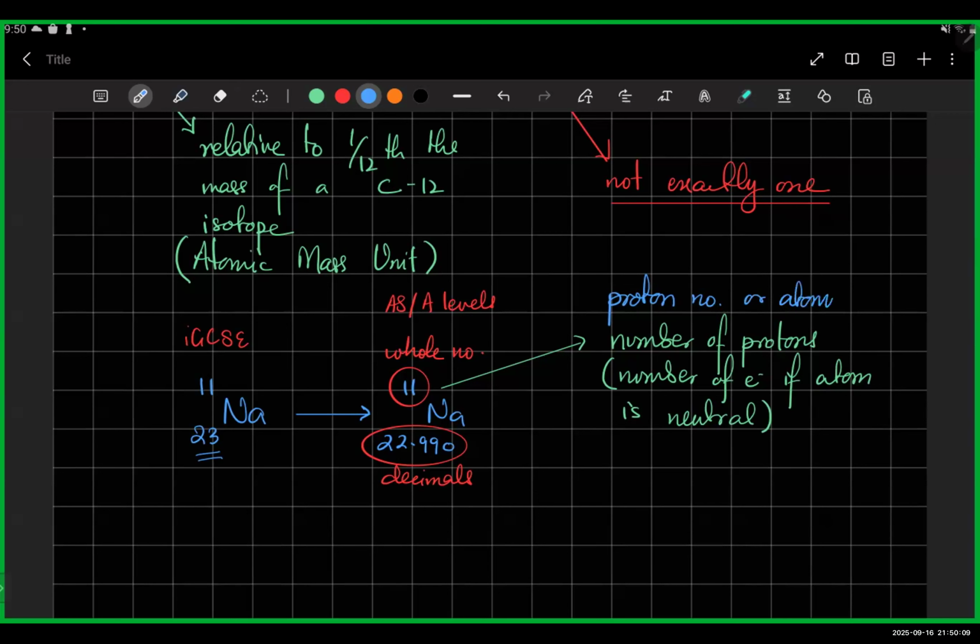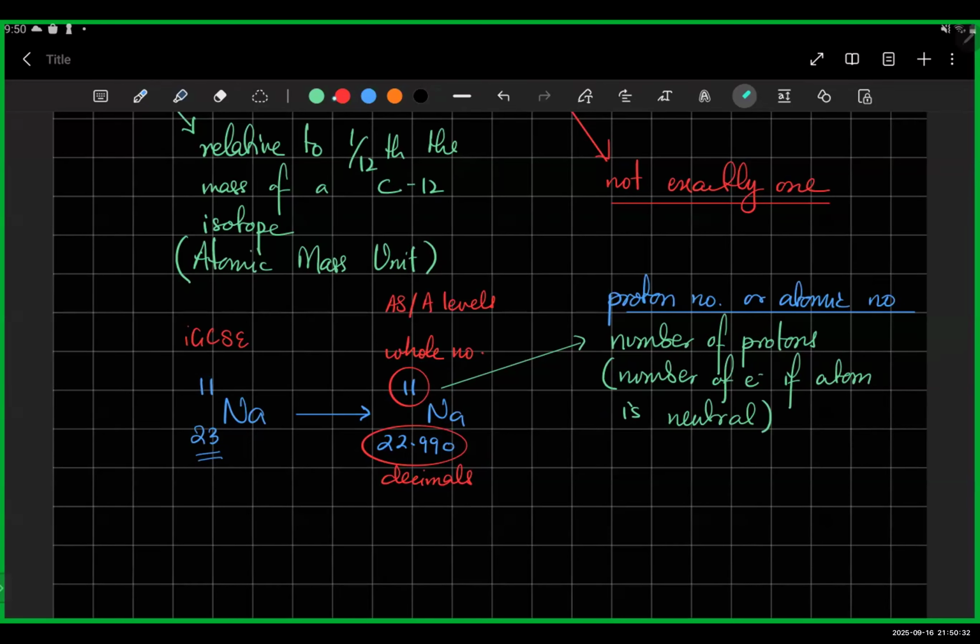So there are two words used for that, proton number or atomic number. So why is that a whole number? In IGCSE, both of them were whole numbers, right? But now this is still a whole number, but this is in decimals. So the question is, why is that a whole number?